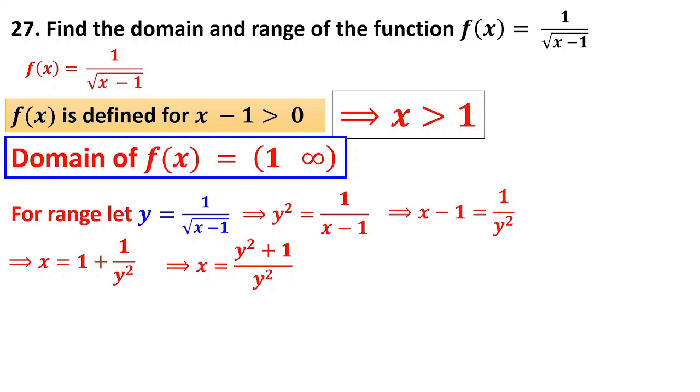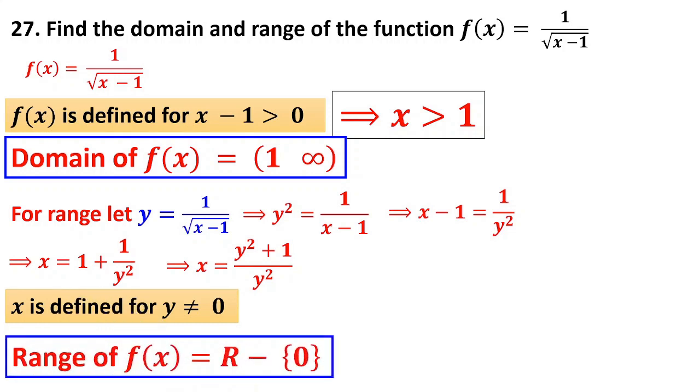Now let us check for what value of y this x is valid. We know that y should not be 0. Therefore, x is defined for y not equal to 0. What is the meaning of not equal to 0? Any real number other than 0. Therefore, the range is any real number other than 0. This is the condition to get the domain and the range.